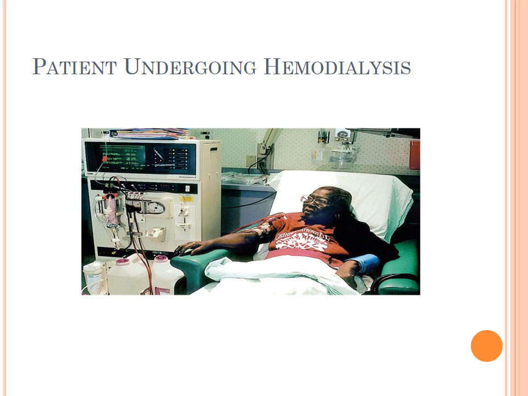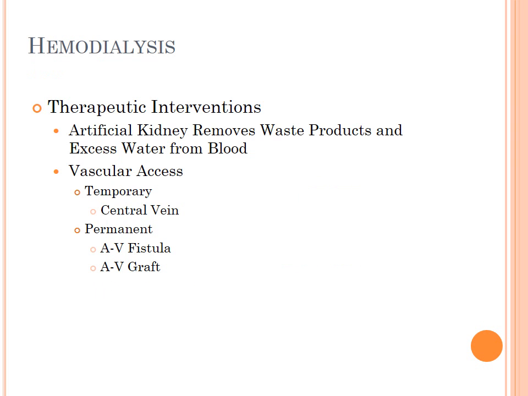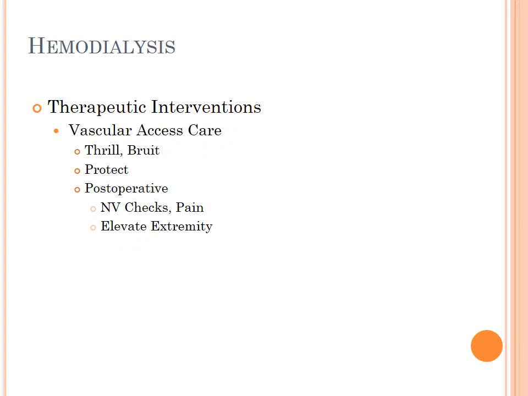The fistula is when the artery and vein are sewn together under the skin, and an AV graft is an artificial tube that connects the artery and vein together. And so the needles necessary for dialysis are inserted into the graft or fistula. So we need to assess the access for patency.